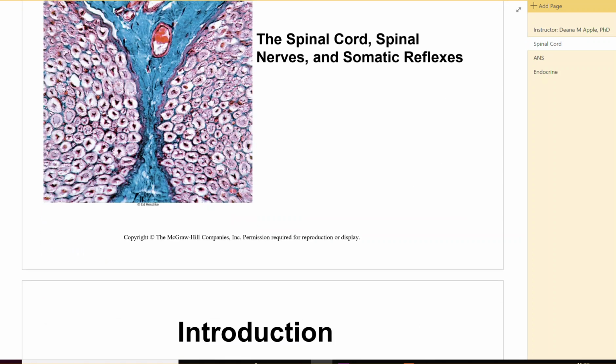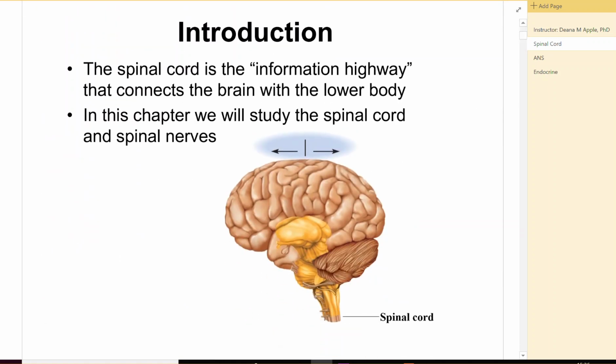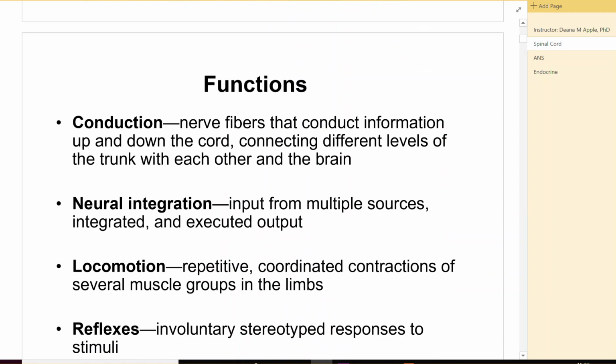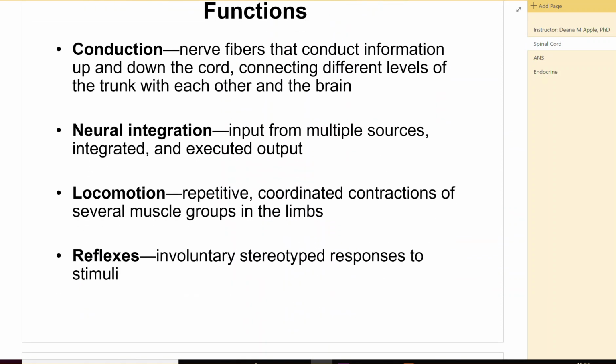Who remembers anything at all about the spinal cord? Tell me what you know. Yes, it is a central information pathway from your periphery to your brain. The spinal cord is part of the central nervous system. It communicates information from your body to your brain, conducts information up to your brain and then back out to your body.